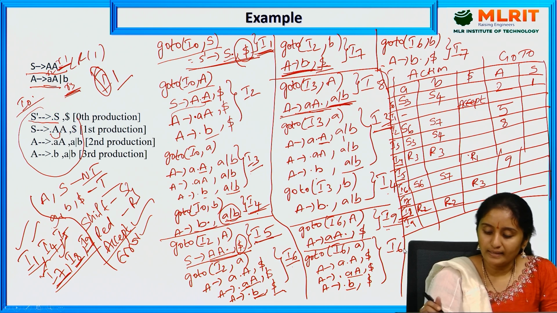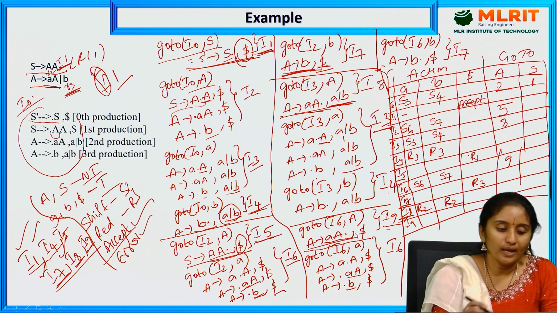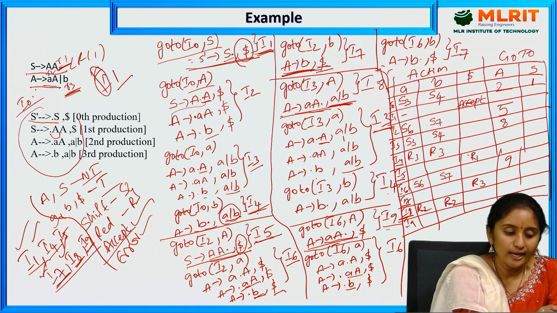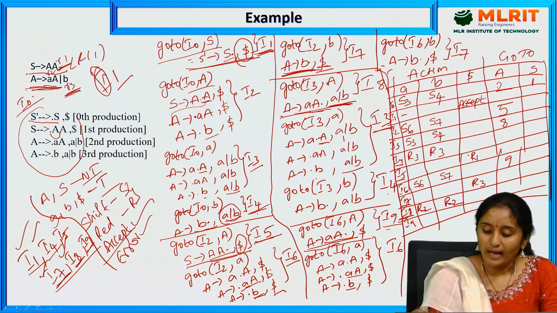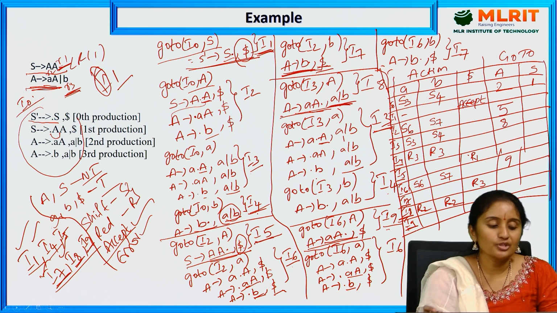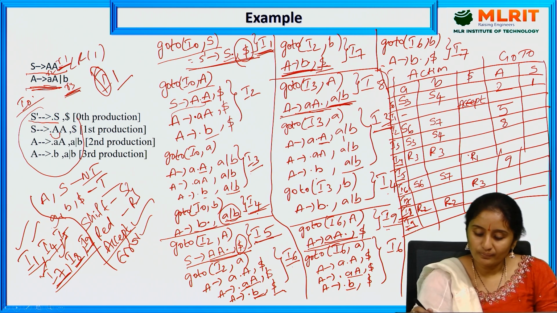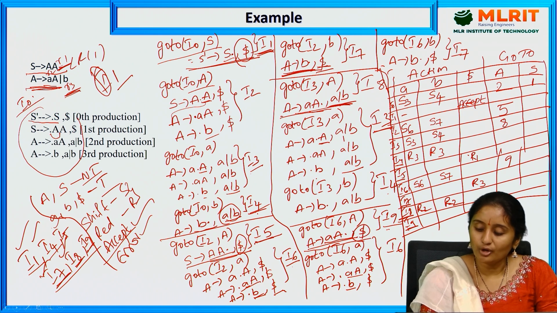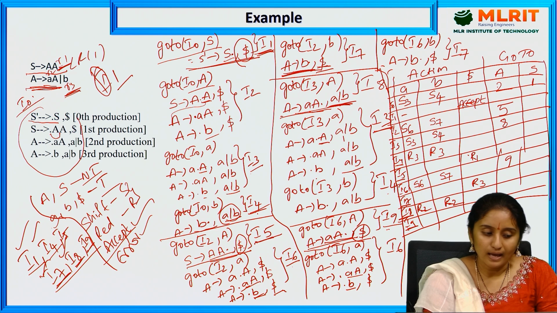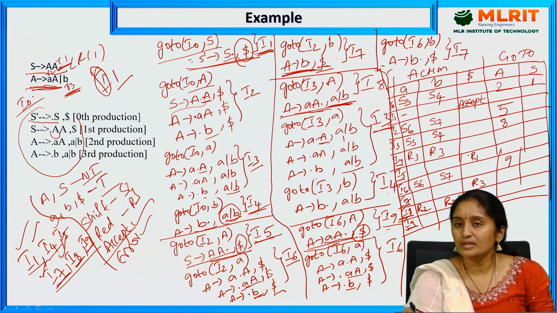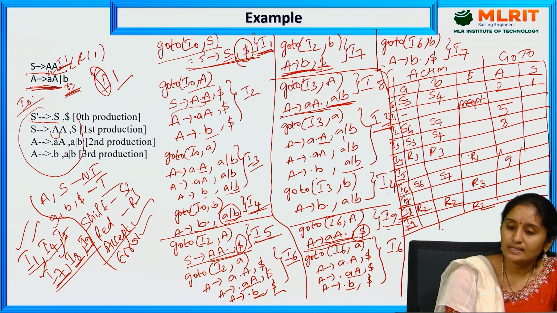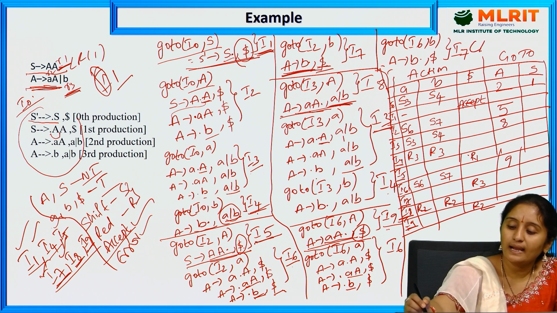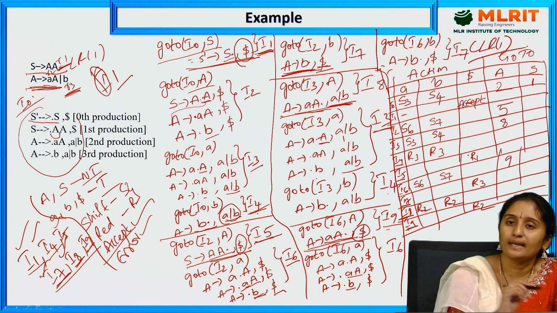Just go for the I9 state. A tends to AA dot. So, this is the production. This is nothing but R2. For the I9 production, the reduction number is R2. And what is the look ahead I have? Dollar. So, in the place of dollar, you just write R2. So this is nothing but CLR of one parsing table.